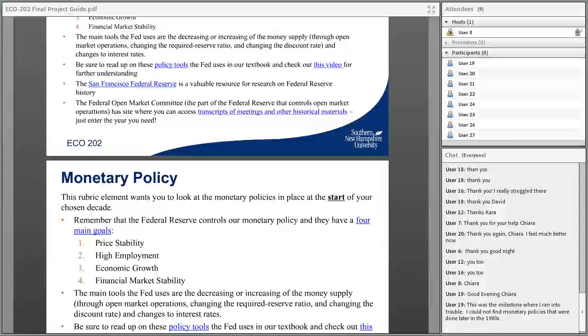Don is saying, this was the milestone when I ran into trouble. I could not find monetary policies that were done later in the 1980s. You probably couldn't find prominent fiscal monetary policies in the late 1980s, but go look and see what changes there were in the interest rates. And if the interest rates even went up half a point, down half a point in the late 1980s, that is a monetary policy, a very valid one.